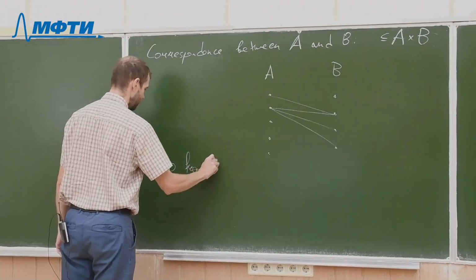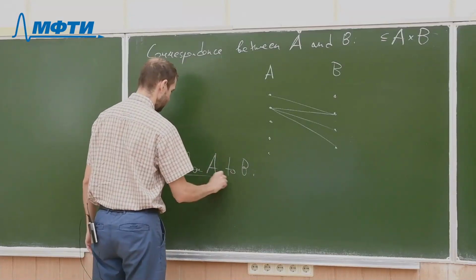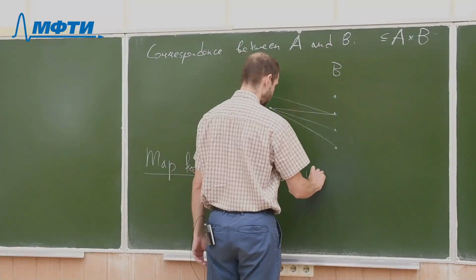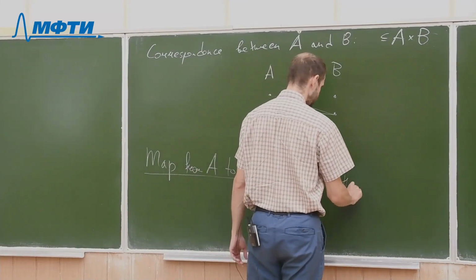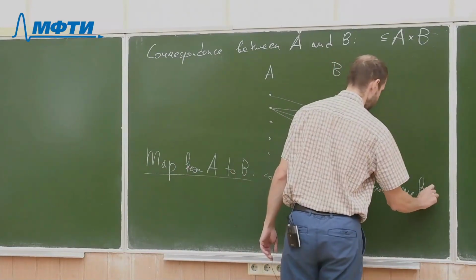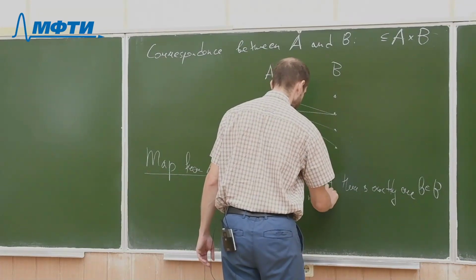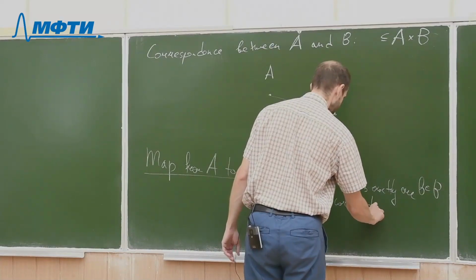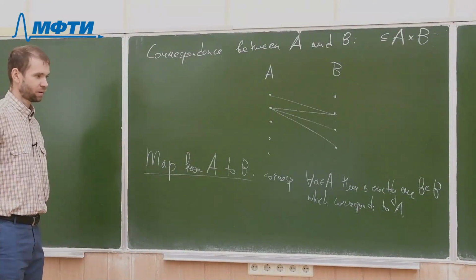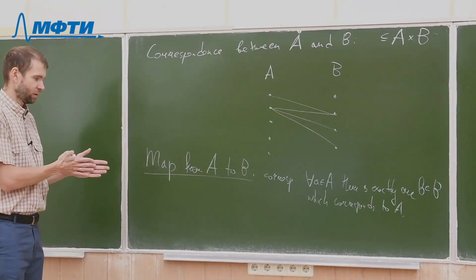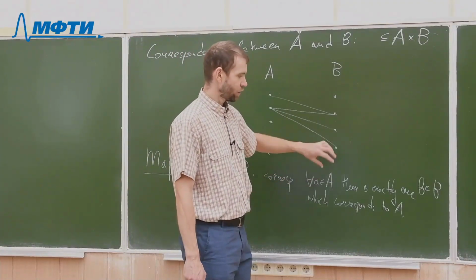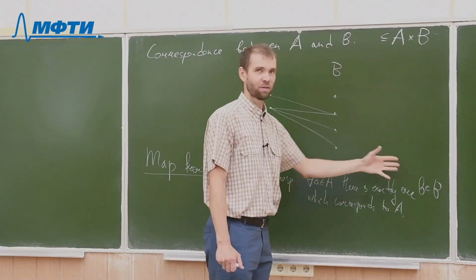So a map from A to B is a correspondence where for every object in A there is exactly one object in B which corresponds to it. And we usually have a college definition of a map, which is some kind of law or procedure which allows us, given every fixed object in A, to compute some deterministic object in B.